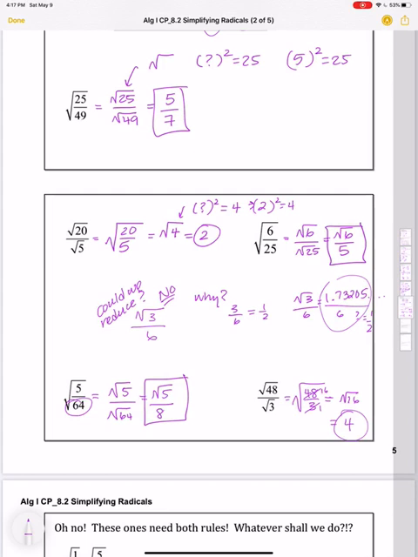So if this seems a little confusing, go back, walk yourself through, pause the video, ask yourself the questions that I'm pointing out, like can we reduce it? Or are any of these perfect squares? That's what you've got to look for.